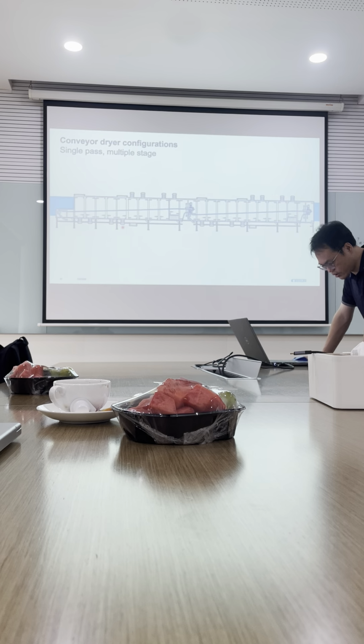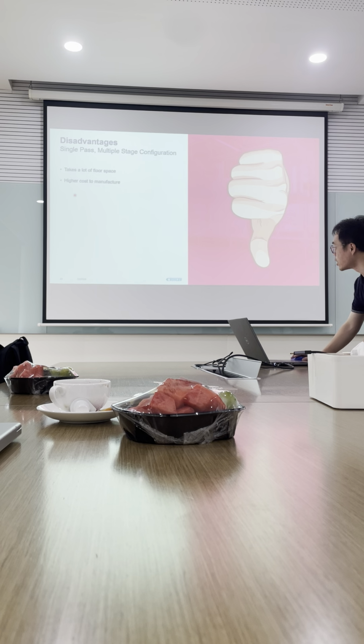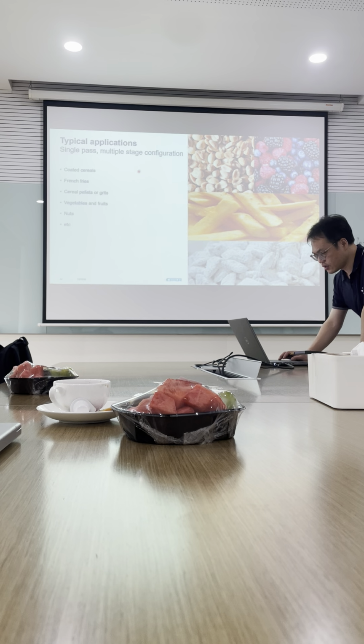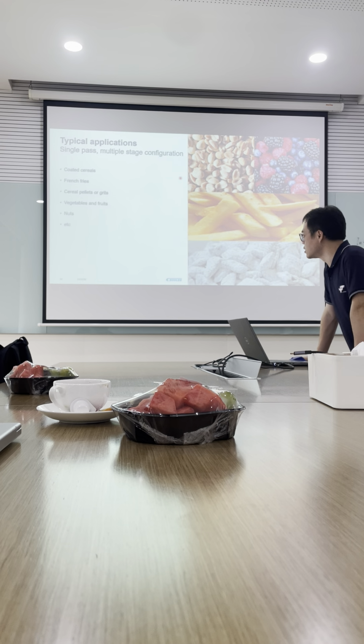This structure is similar to the single pass, single stage, so the advantages and disadvantages are the same as the single pass. It takes a lot of floor space and may be very expensive. This structure is usually used for coating cereals, French fries, peanuts or grapes, vegetables, and fruits.